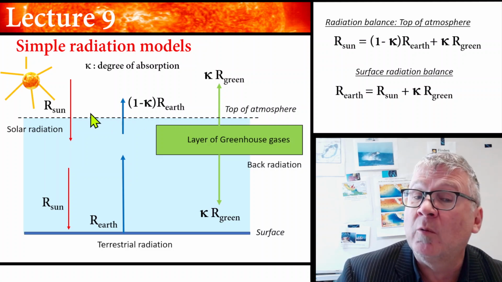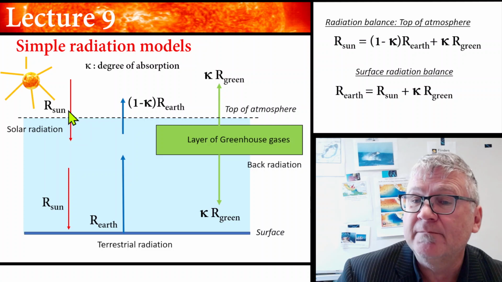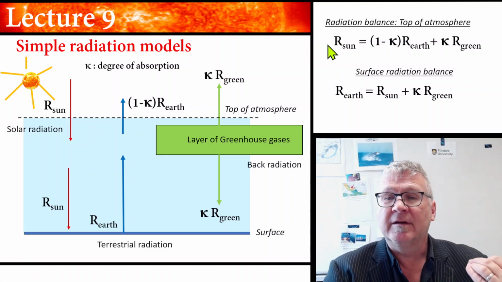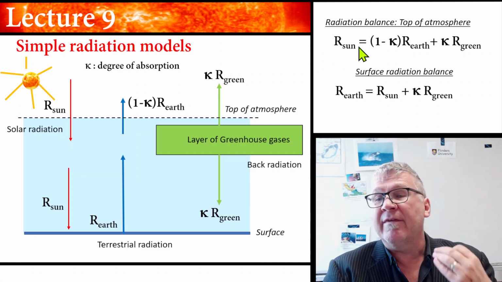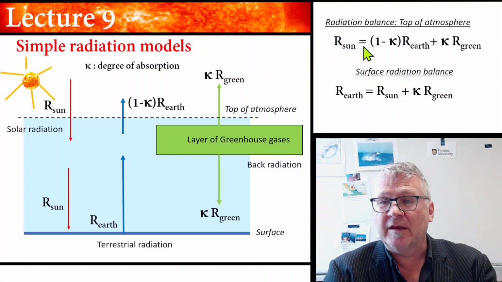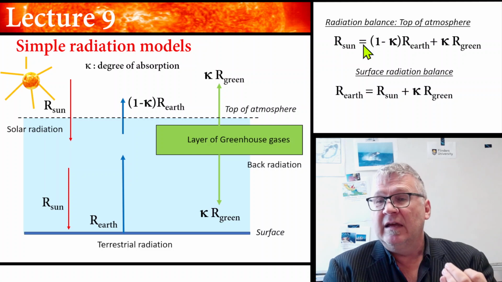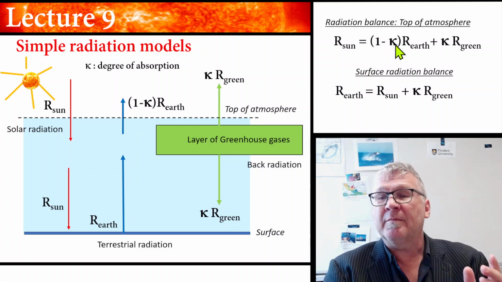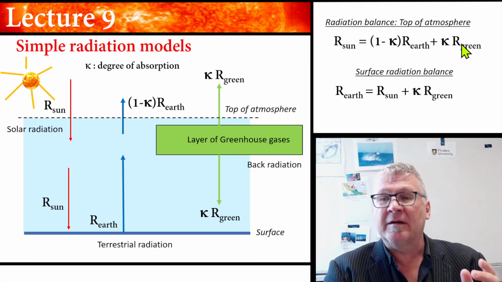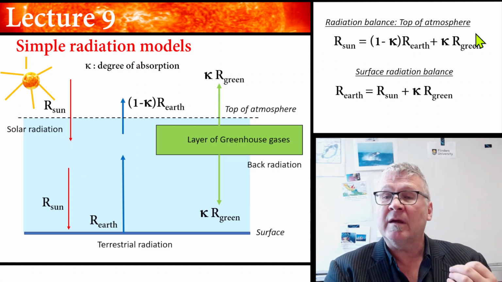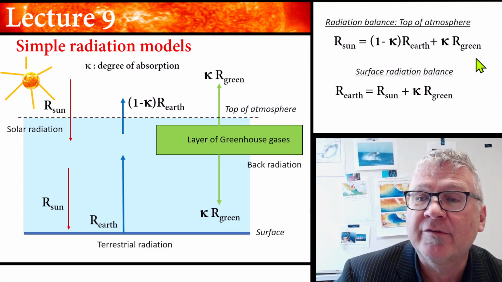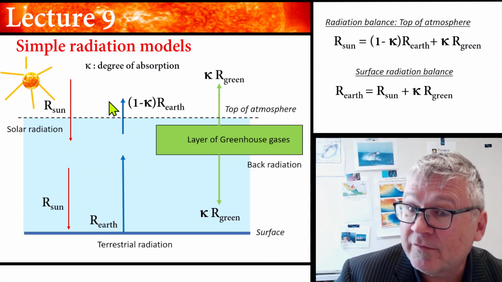So we have one contribution, R sun comes in, and we write it down. It's done here on the top. R sun equals, and the other radiative fluxes leaving the top of the atmosphere are (1 minus kappa) R Earth and kappa times R green. Okay? So this is our radiation balance at the top of the atmosphere.